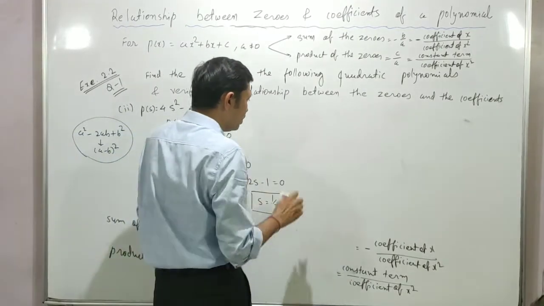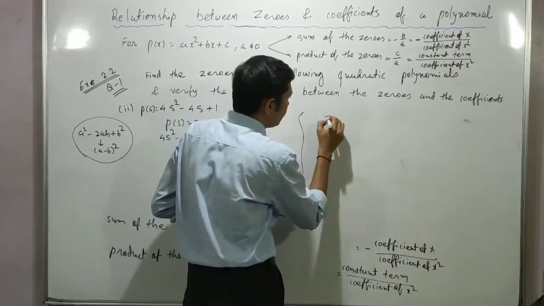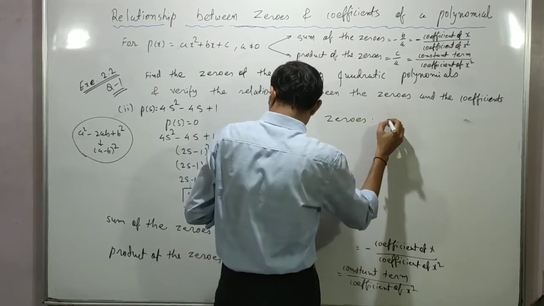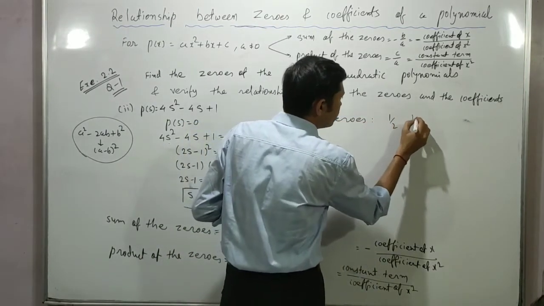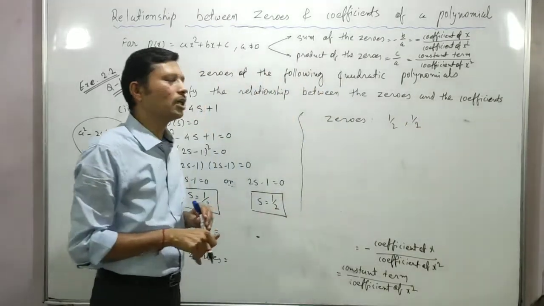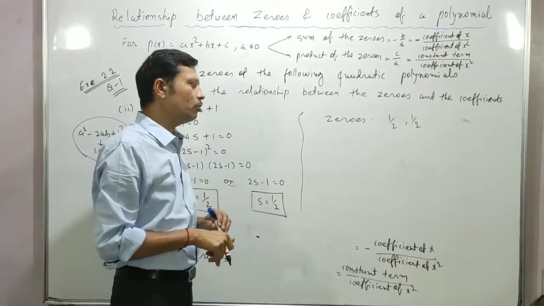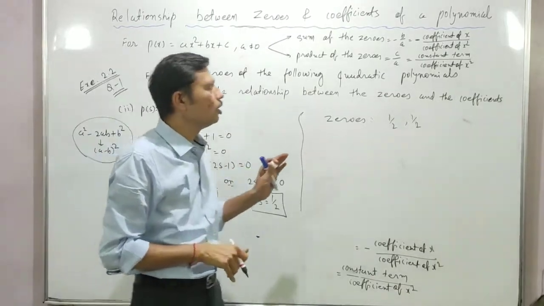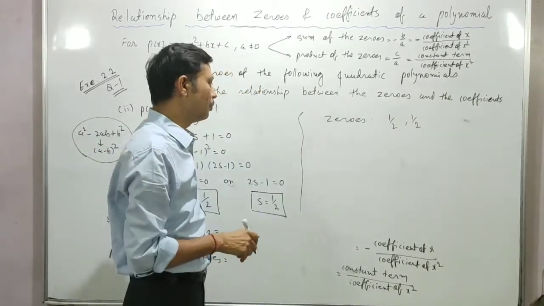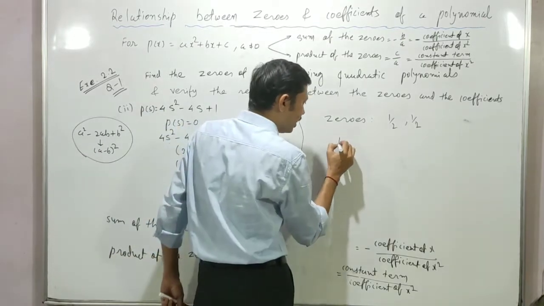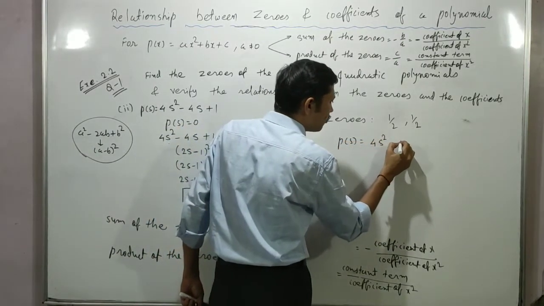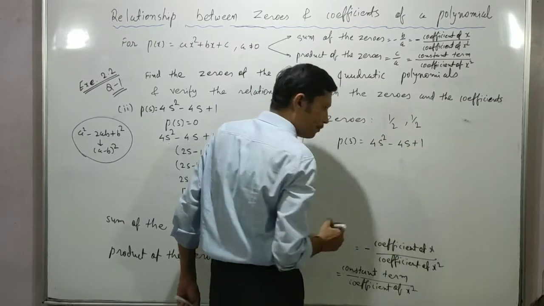So we will write down here: zeros are 1 by 2 and 1 by 2. These are the two zeros. And now we will verify the relation between the zeros and the coefficients of the polynomial. Right? So for that I will again write down the polynomial, that is 4s square minus 4s plus 1.